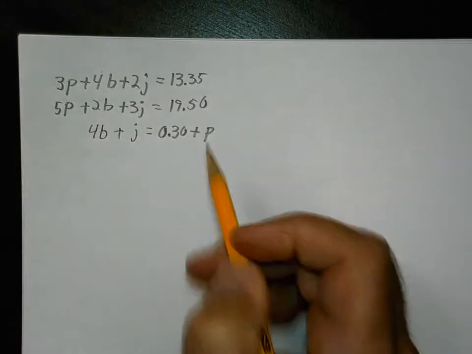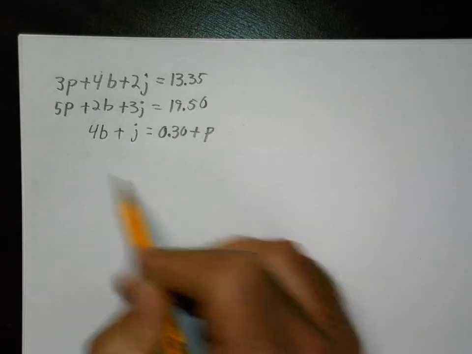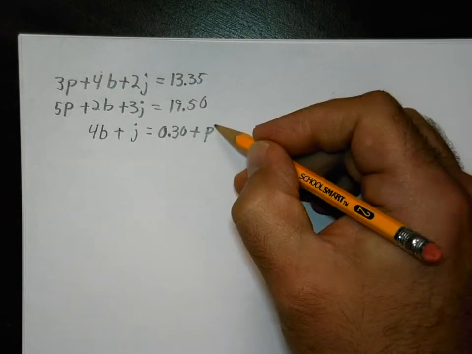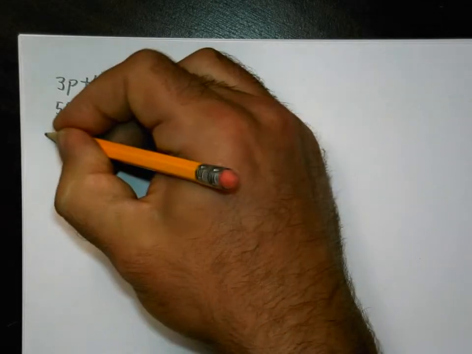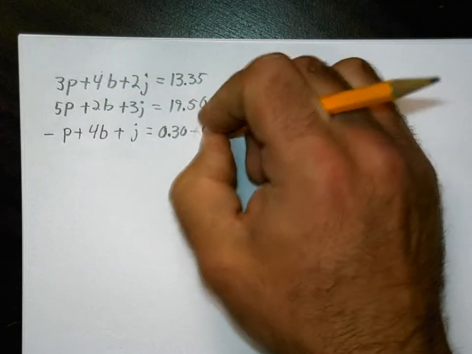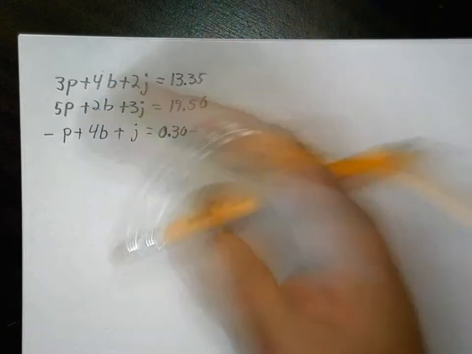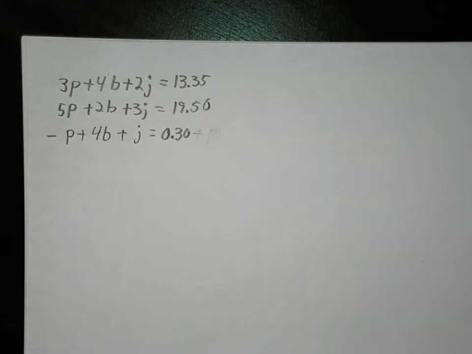Now we've got to put these in standard form. So this bottom equation, we need to rearrange it and get the p on the other side. I could simply subtract p from both sides, and then I just have this. Just bring that over to the other side, save me some time. Okay, so that's your system of 3 equations, 3 unknowns. Now we go ahead and solve that.